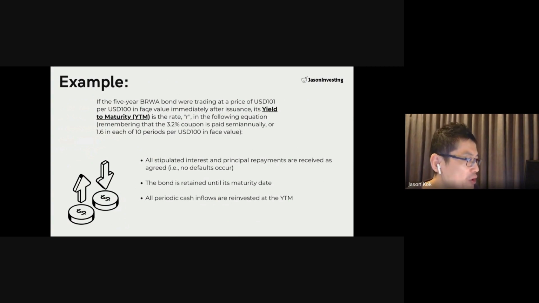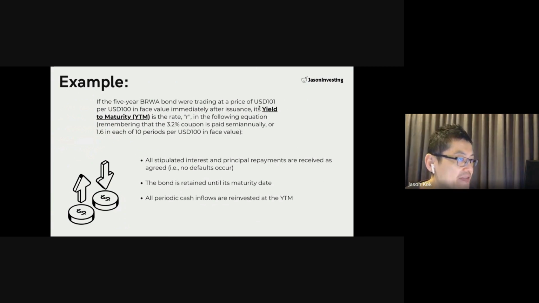I don't know whether you remember, we talked about this fictitious company last week. Let's say the 5-year BRWA bond were trading at a price of 101 per USD 100 in face value, so 100 is the par. Just now the examples were all discounted values, where the price is below 100. But in this case, it's a premium value, 101. This just means that the market interest rate actually dropped. Your coupon rate is paying a higher interest rate than the market rate, which is why your bond price went up. It's priced at a premium.